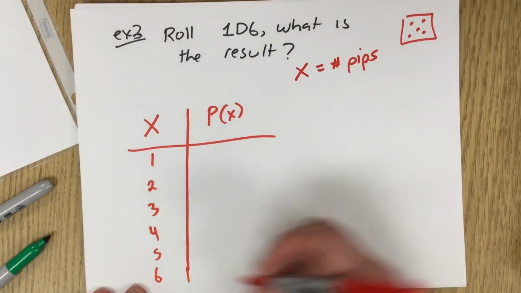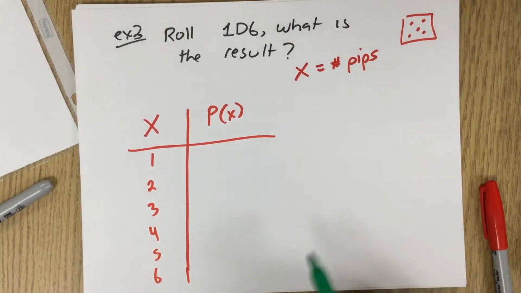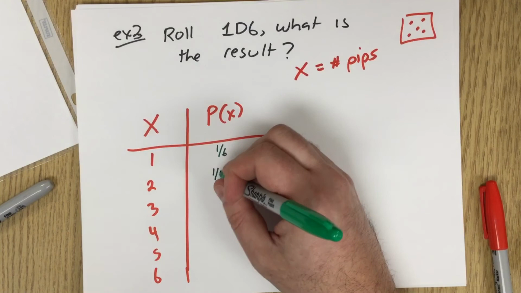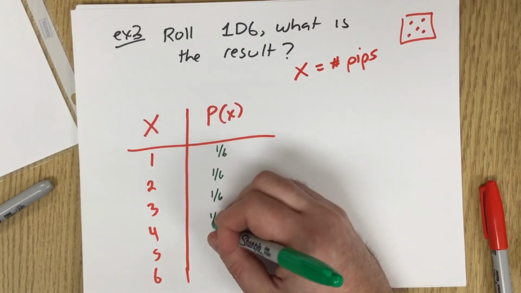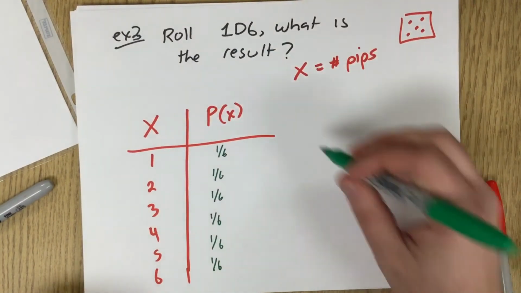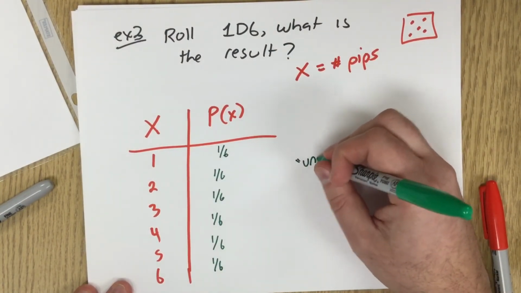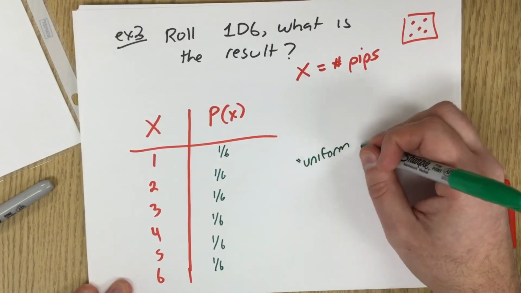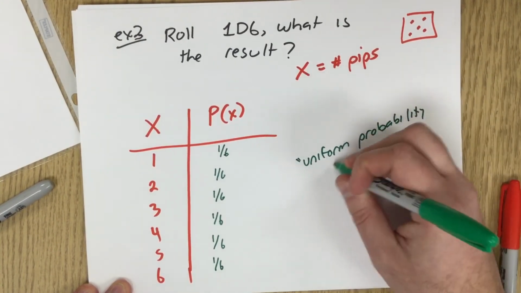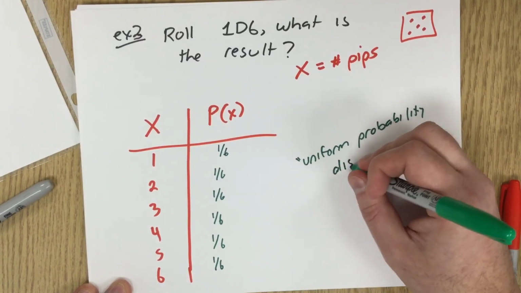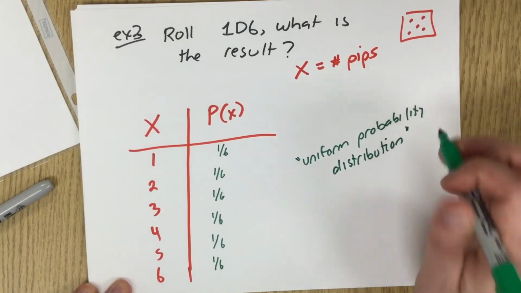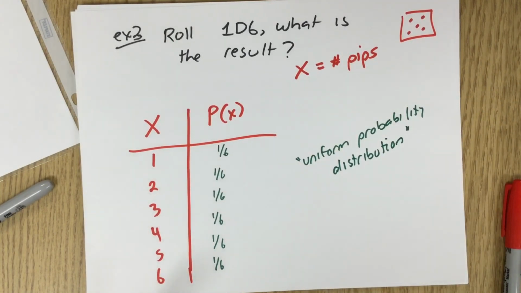And what's the probability? The probability of rolling a 1 is 1 out of 6. The probability of rolling a 2 is 1 out of 6. And they're all 1 out of 6. This is actually a special type of probability distribution. We call this one a uniform probability distribution. And why is it called a uniform probability distribution? Because the probability of everything is the same. It's uniform. So there we go.